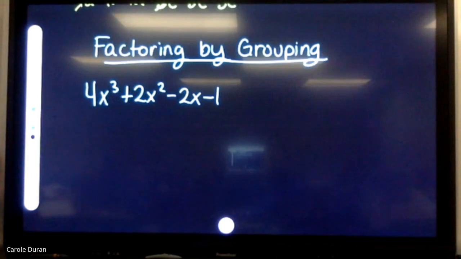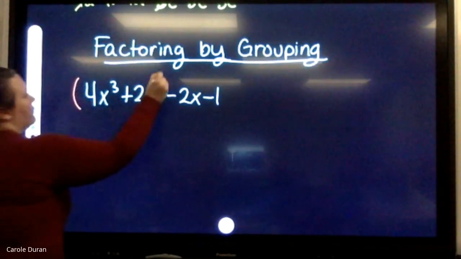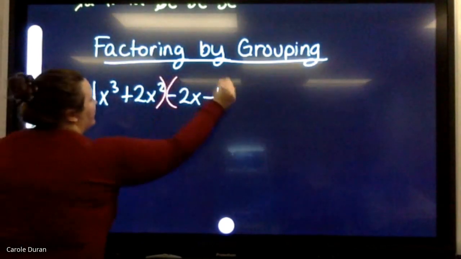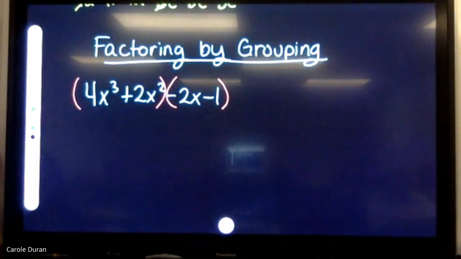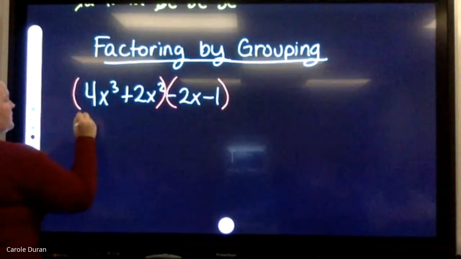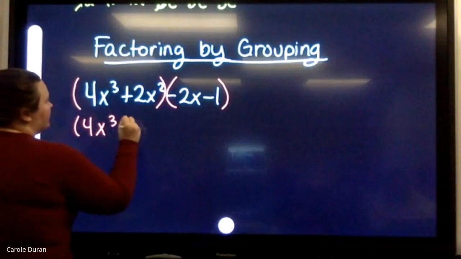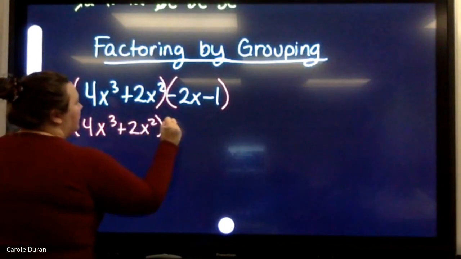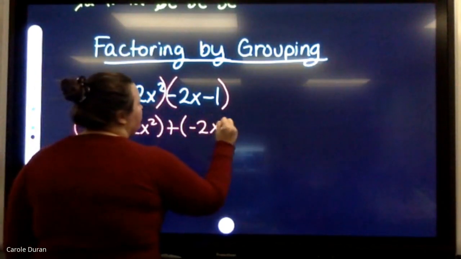Okay, so when I say factoring by grouping, I literally mean we're going to group some of these together and pull out common factors. That's it. I like to group them the way they stand right now. So I'm going to put these two terms together, and I'm going to put these two terms together. I like to rewrite it so it looks a little bit nicer. So I end up with 4x cubed plus 2x squared plus negative 2x minus 1.